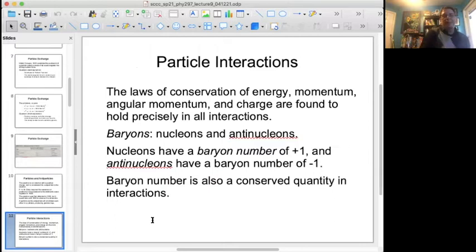And so when you talk about particle physics, it's important to keep track of the conservation laws. So nucleons have a baryon number of +1, and antinucleons have a baryon number of -1. So protons and neutrons have a baryon number of +1. Antiprotons and antineutrons have a baryon number of -1. And yes, it's possible to have an antineutron, even though it doesn't have charge. And so baryon number is also a conserved quantity in interactions.